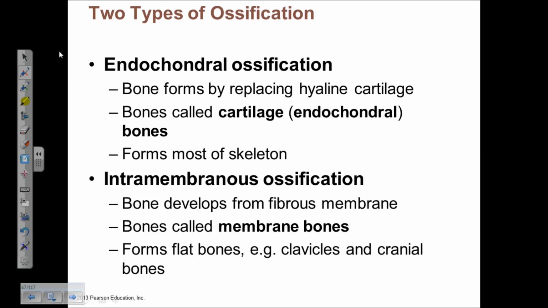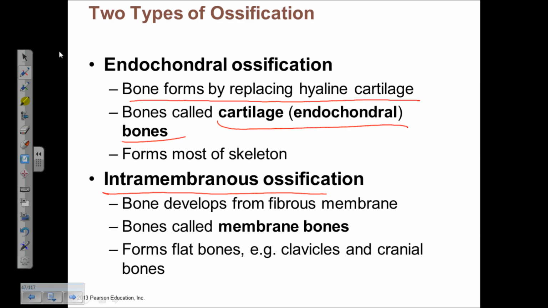So there are two types of ossification, bone development: endochondral and intramembranous. Endochondral ossification happens when the bone replaces hyaline cartilage. In this case, the bone is called a cartilage or endochondral bone. That is the process that forms most of the skeleton during skeletal development before birth. Intramembranous ossification forms flat bones such as clavicles and cranial bones. And in this case, bone develops from the fibrous membrane.